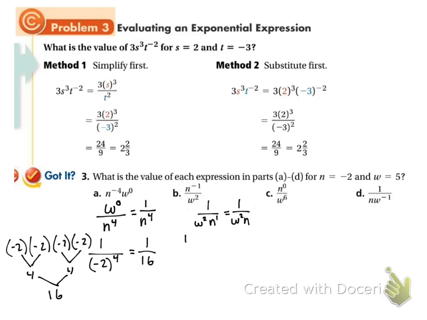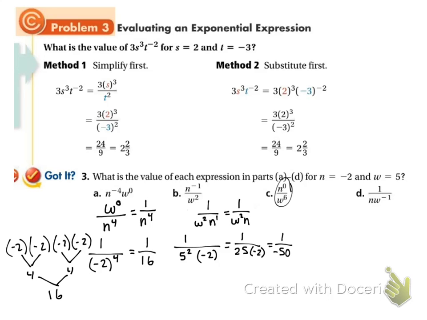W is 5, so this is 1 over 5 squared times negative 2. You can put the parentheses around the 5 if you want. Since it's positive, it's not going to change it. So this is 1 over, 5 squared is 25, still times that negative 2, which equals 1 over negative 50.